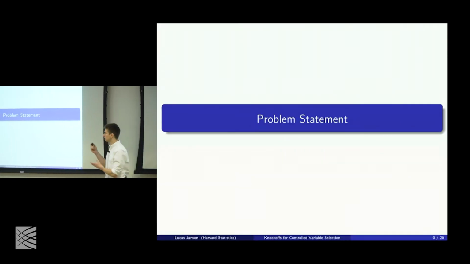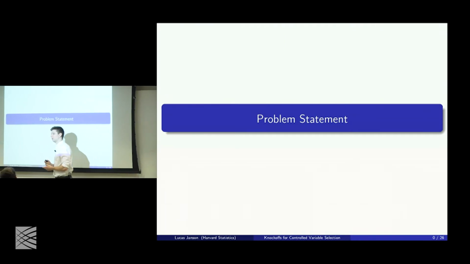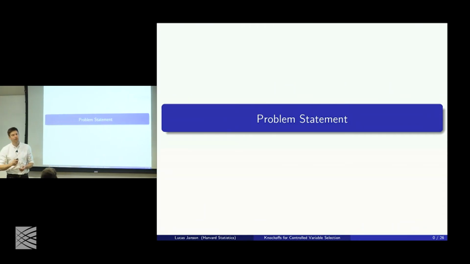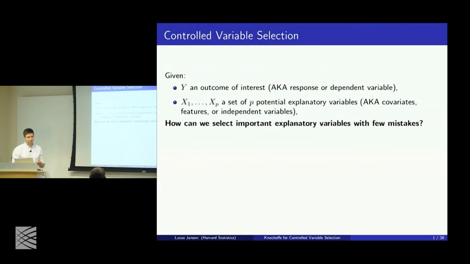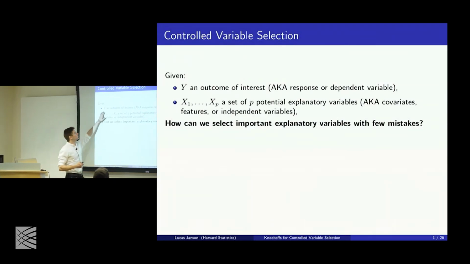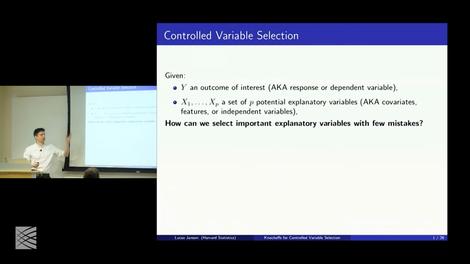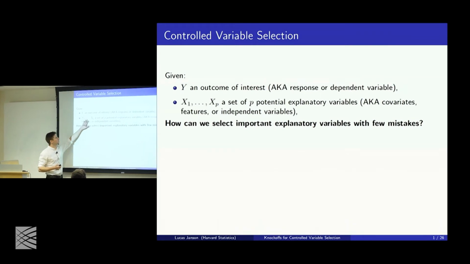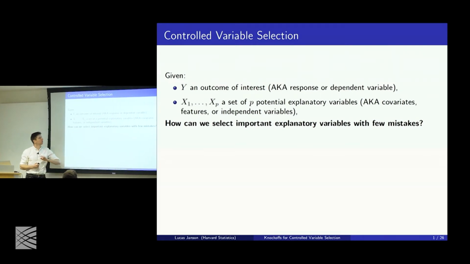So this little subsection will be a summary of what Wenshuo just went over in his excellent primer. This is the Cliff Notes version. We're doing controlled variable selection. We have some outcome of interest, y. I'm going to call it a response or dependent variable, whatever you want to call it. And we have a whole bunch of possible explanatory variables or features or independent variables or covariates.